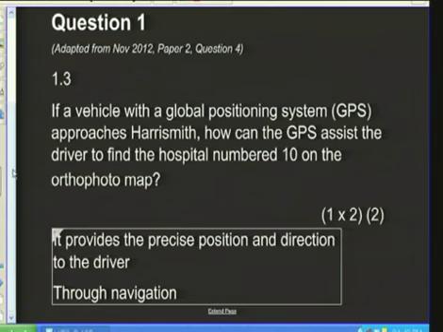And here it is. It will provide your precise position and direction where you are now and where your destination is, and then guide you along the roads to get to that destination through your navigation system.